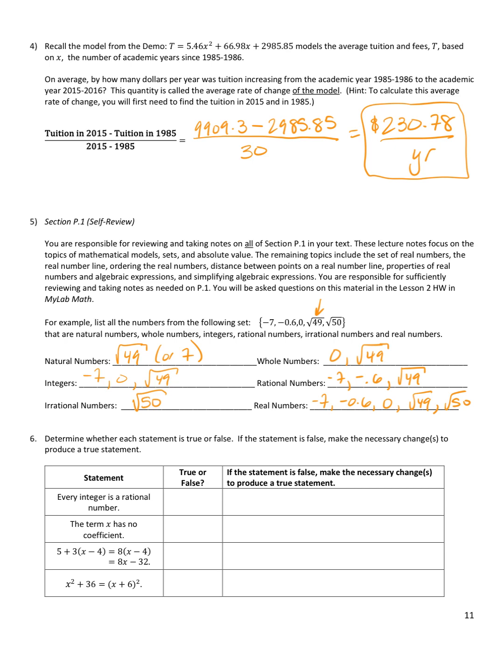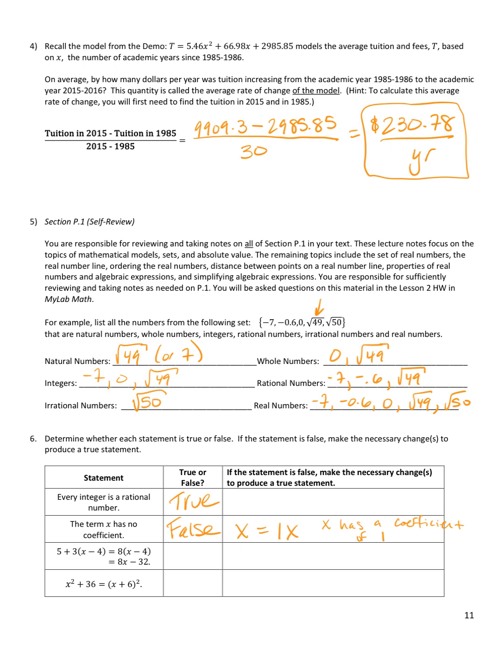All right, last question. Determine whether each statement is true or false. If the statement is false, make the necessary changes to produce a true statement. Every integer is a rational number. True. Every integer can be written as over 1, making it rational. The term x has no coefficient. This is false. X is the same thing as 1x. So it does have a coefficient of 1. So x has a coefficient of 1.